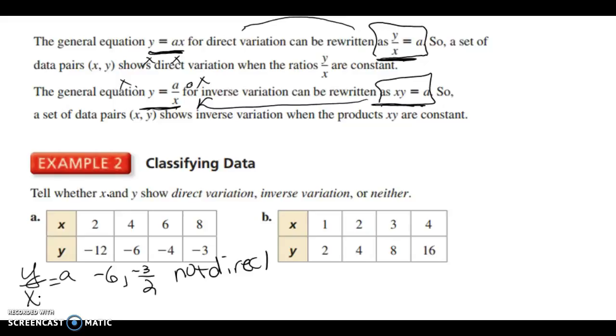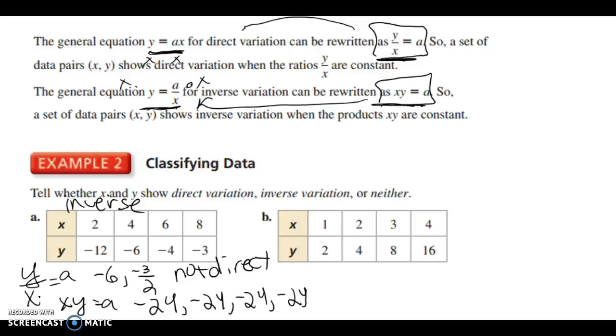Let's decide if it's inverse by doing x times y for the a. So negative 12 times 2 is negative 24. Negative 6 times 4 is negative 24. Negative 4 times 6 is also negative 24, and so is 8 times negative 3. So we keep getting the same a by doing x times y, which is going to be an example of inverse variation.